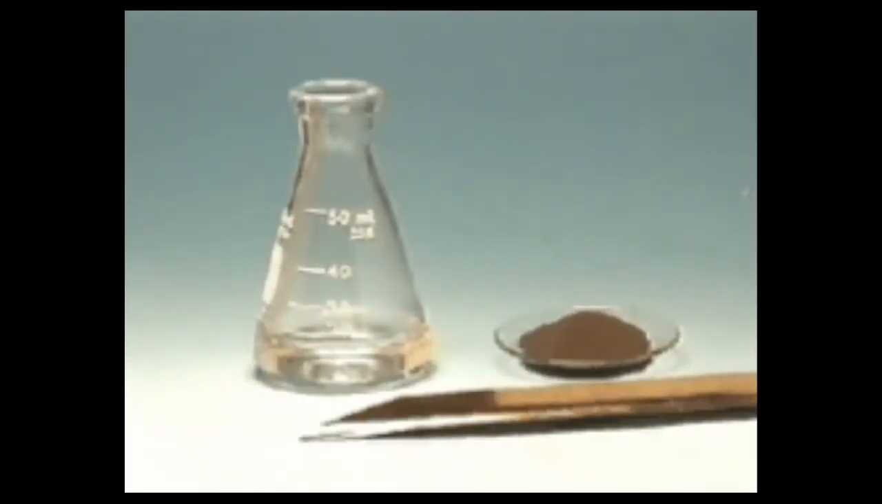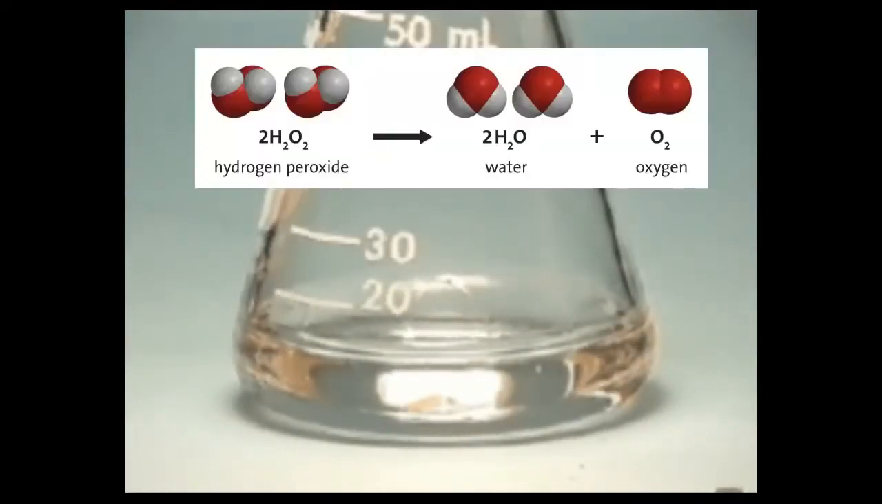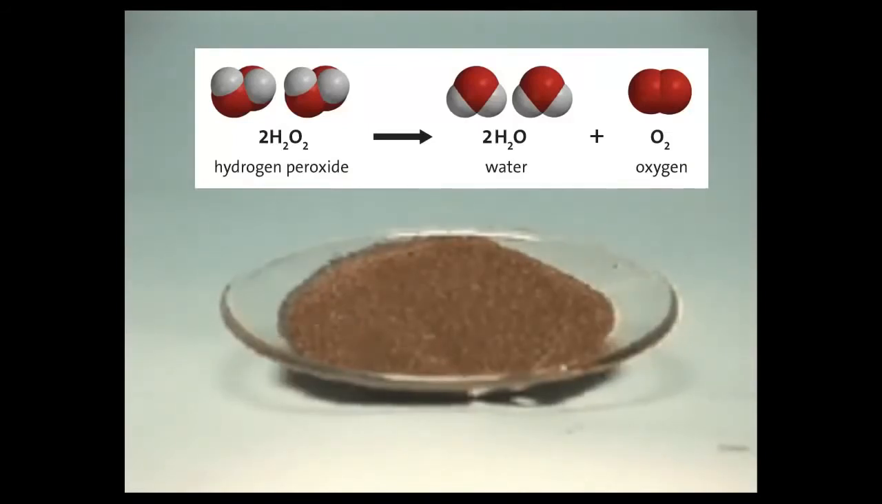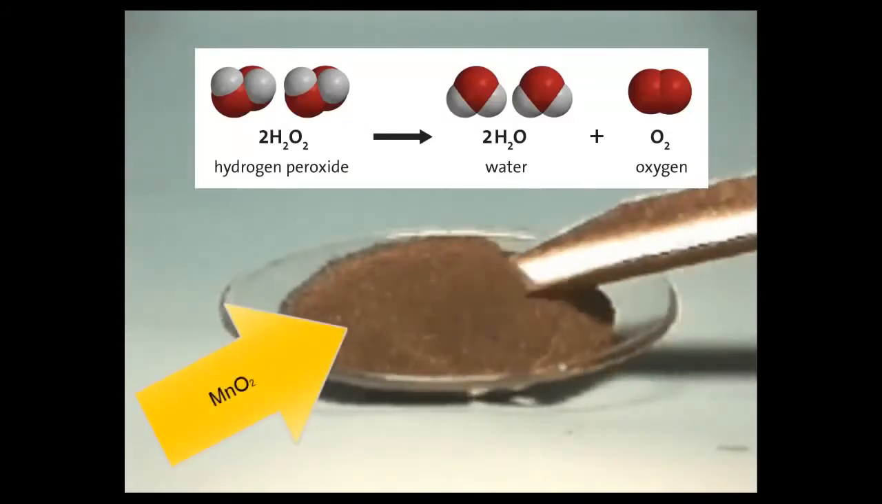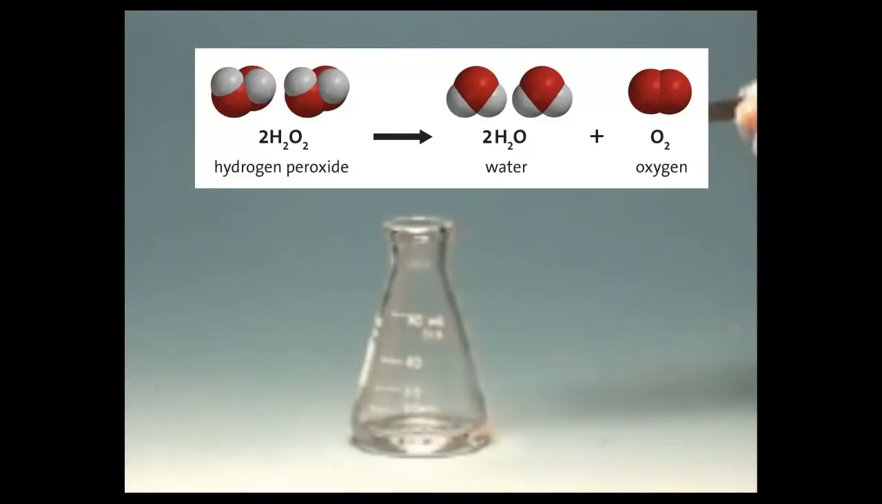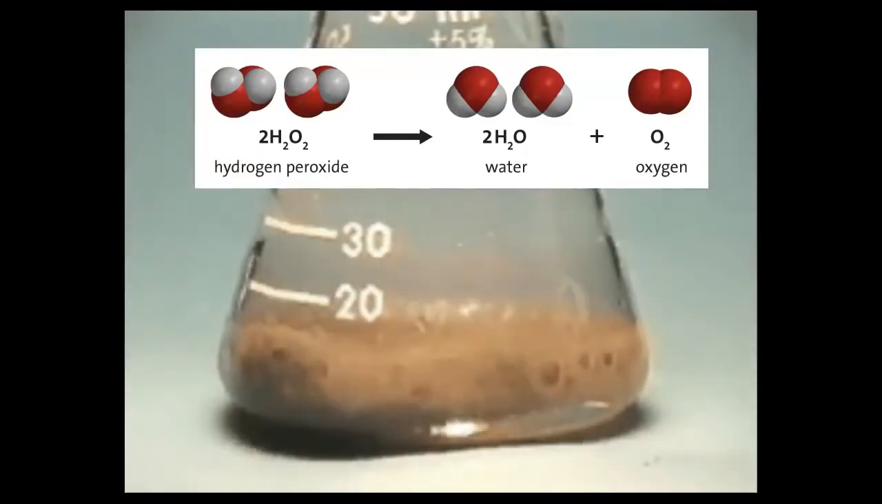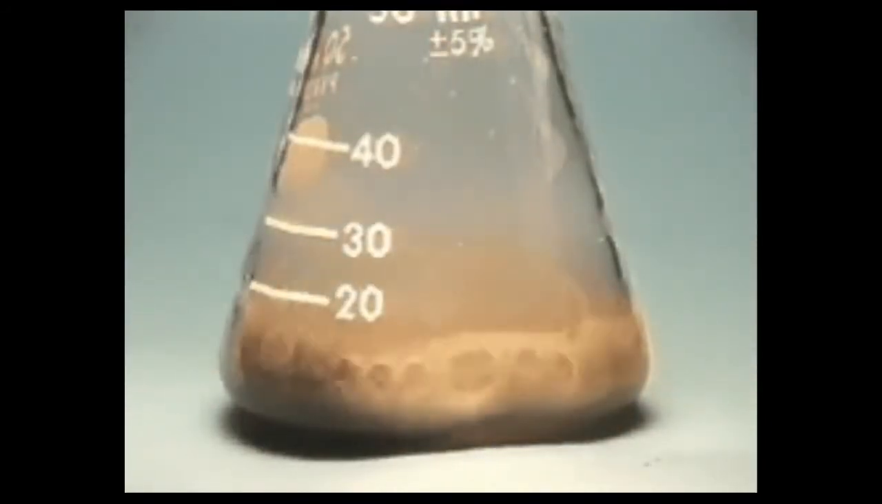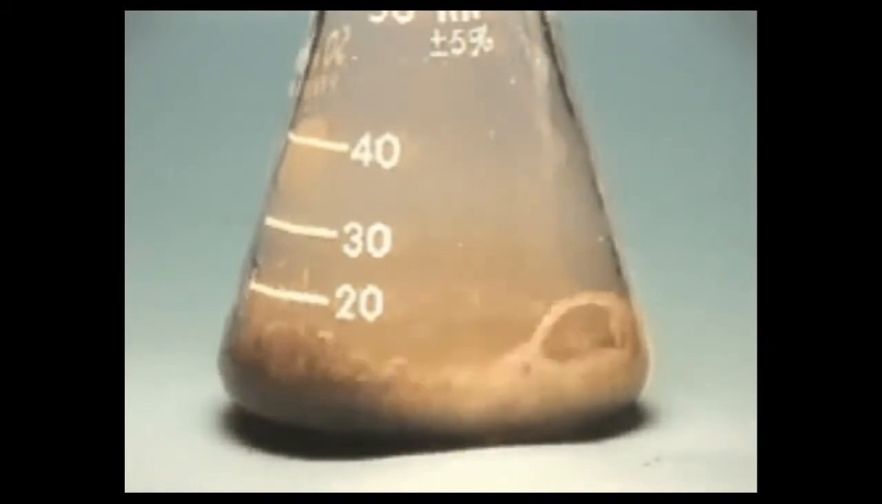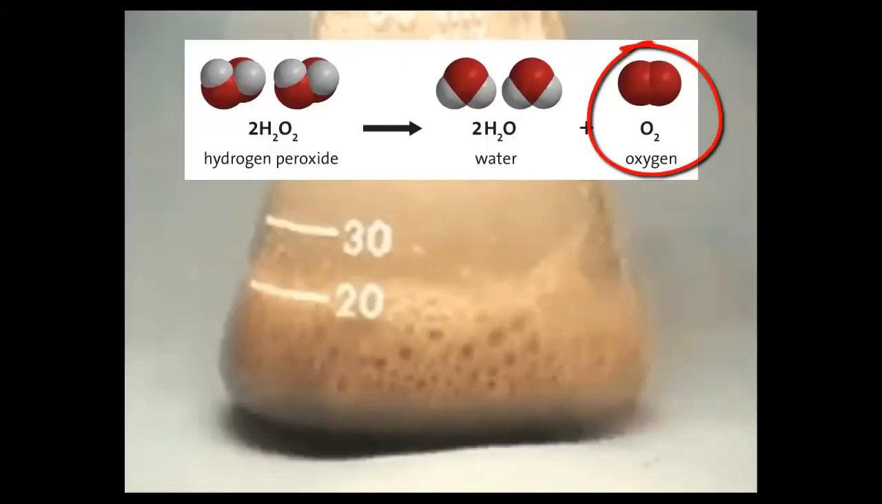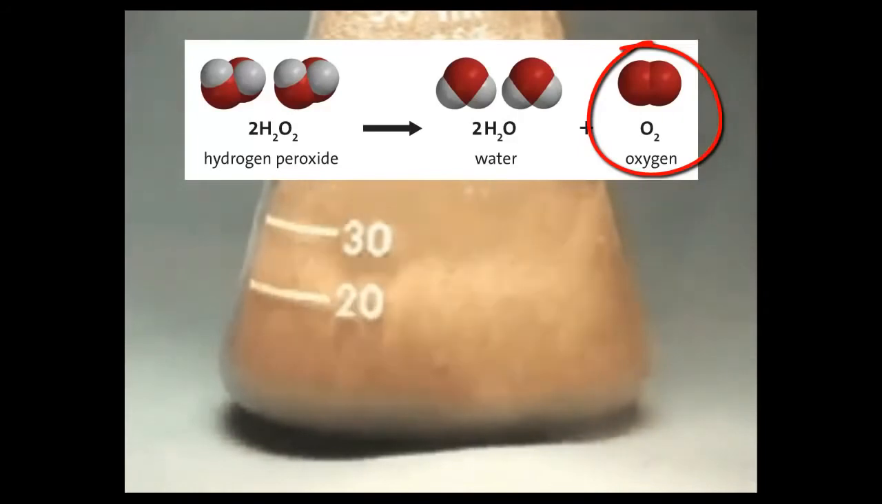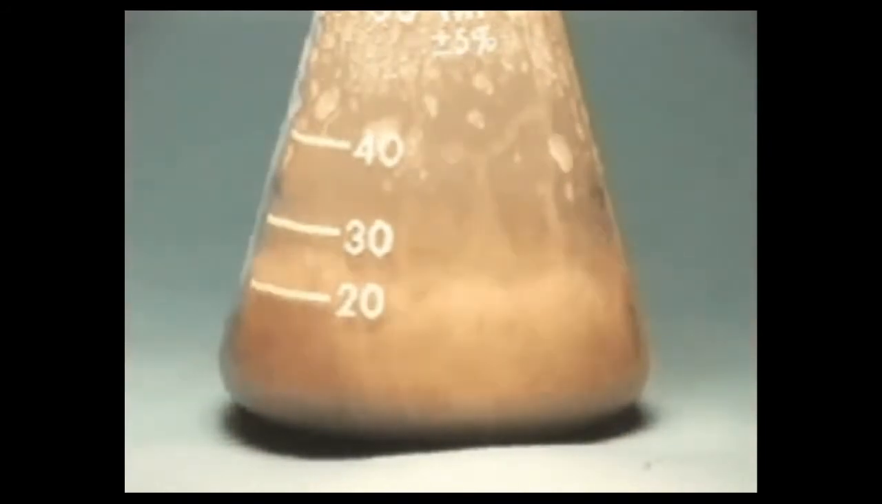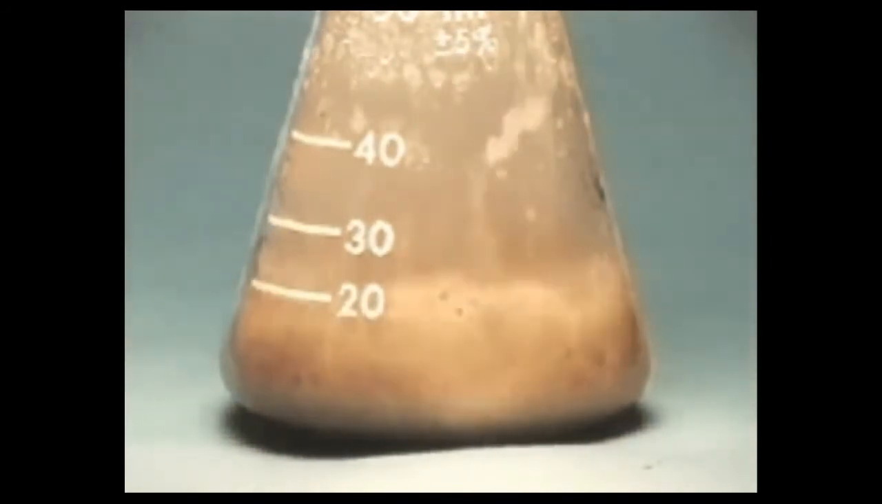Under normal conditions, hydrogen peroxide decomposes into water and oxygen at an extremely low rate. But a catalyst, manganese(IV) oxide, can be added to rapidly increase the decomposition of hydrogen peroxide. Here we see gaseous oxygen being evolved rapidly and an enormous amount of heat being released from the reaction.